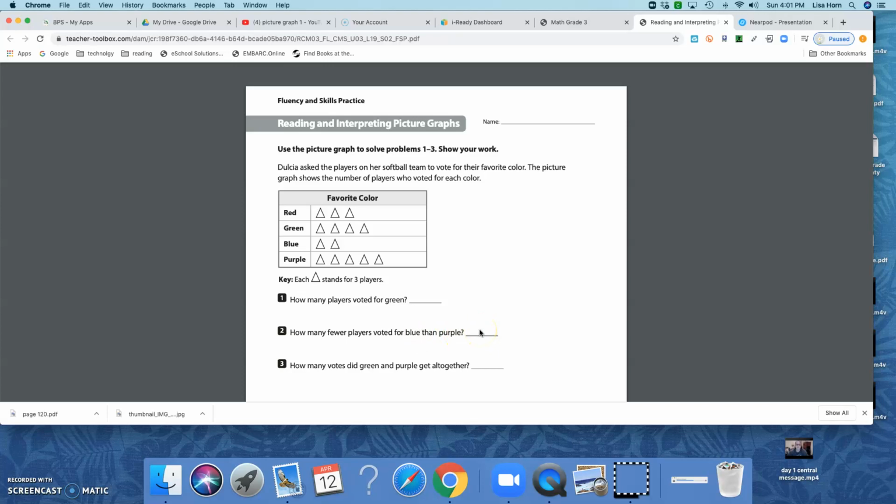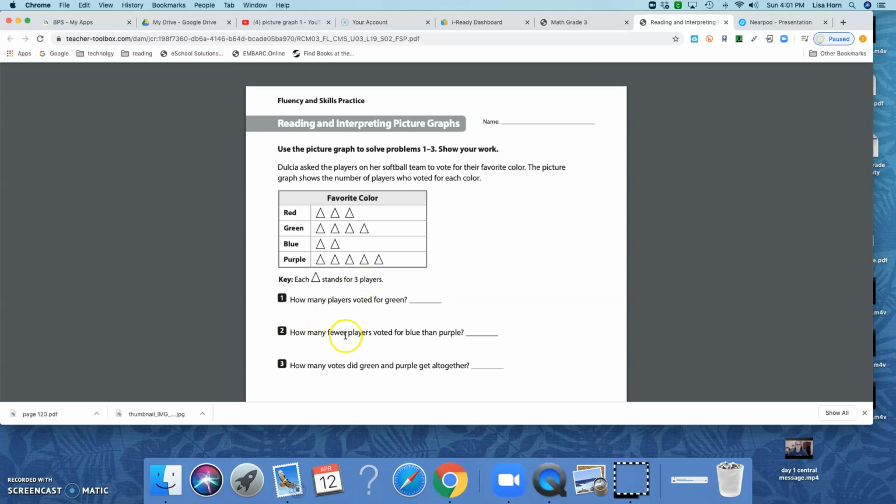Number 2, how many fewer players voted for blue than purple? This one's a little bit tricky because you need to find out how many was voted for blue and how many voted for purple. So blue was 2. 2 times 3 is 6. Purple is 1, 2, 3, 4, 5. 5 times 3 is 15.